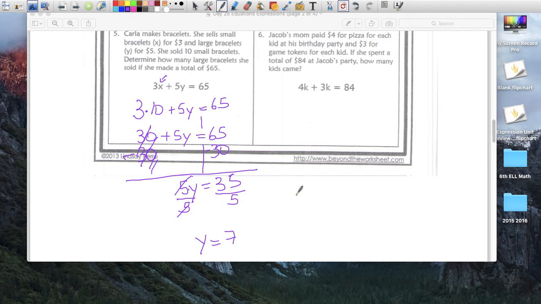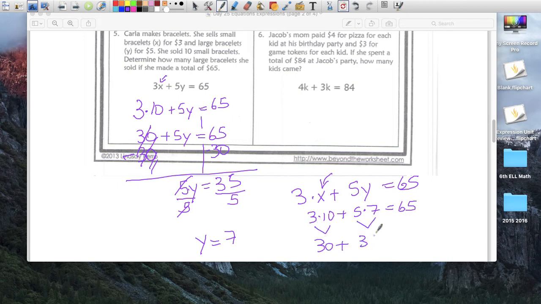Okay, so let's see if that's true. You get 3 times x plus 5 times y equals 65. Let's see if that's true. Well, this was given to me in the beginning of the problem. That's 10, right? So I get 3 times 10 plus 5 times y, and y I just found out is 7, equals 65. So let's see if it's true. 3 times 10 is 30. 5 times 7 is 35, and that's 65. Okay.